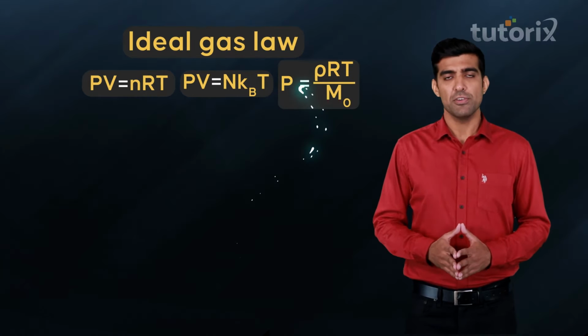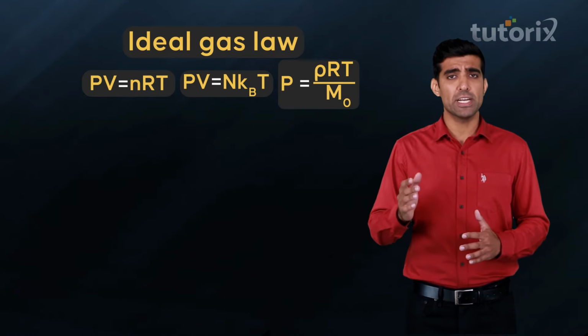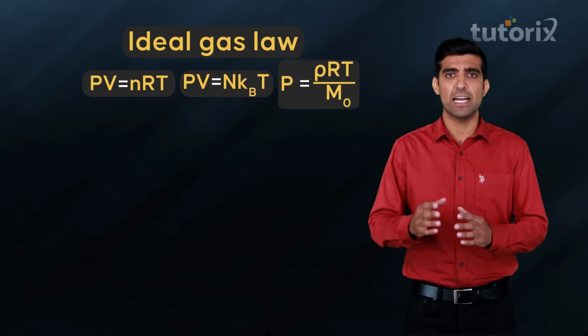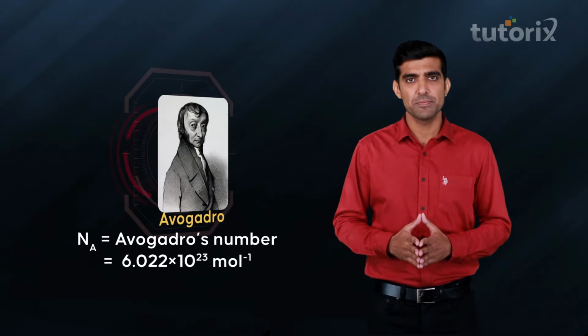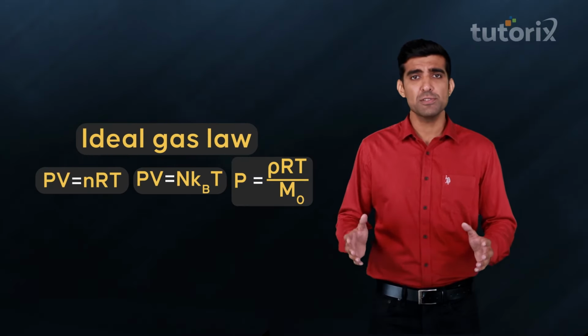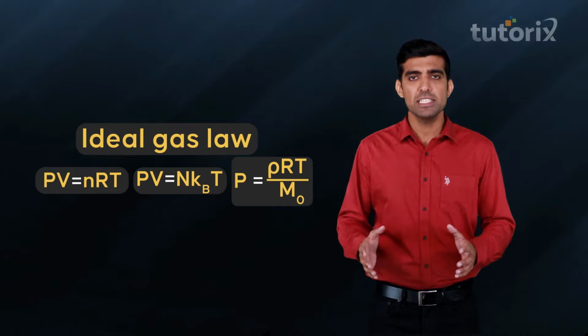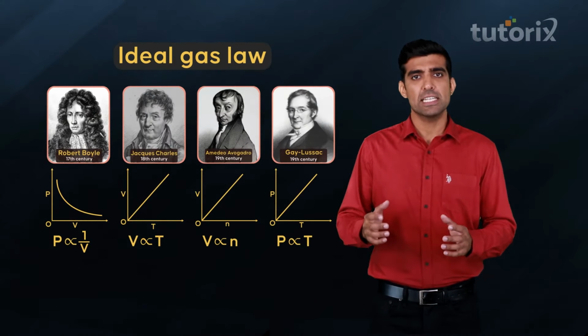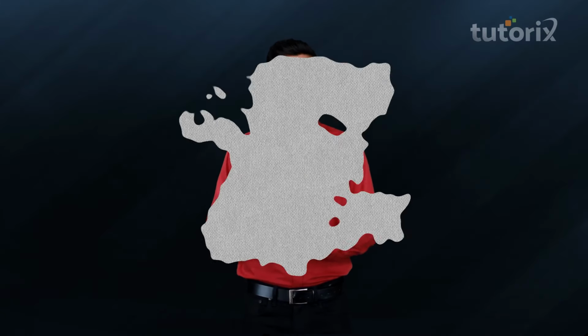Depending on the scenario, we may use any of these three equations. Remember to use them on an ideal gas only. An ideal gas obeys the postulates of the kinetic theory of gases. In this video, we glanced over the concept of Avogadro's number and the concept of the mole, and we discussed in detail the various forms of the ideal gas law. In the upcoming video, we will discuss the experiments that led to the formation of the ideal gas law. See you then.